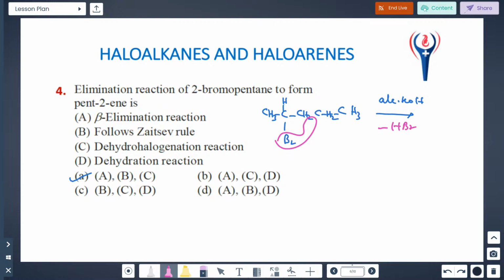We can take bromine and hydrogen from this side also. But what rule do we follow? Saytzeff's rule. If you take hydrogen from here, the alkene will be less stable. If you take hydrogen from that side, then only the more stable alkene is obtained.